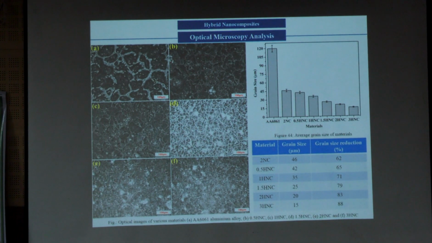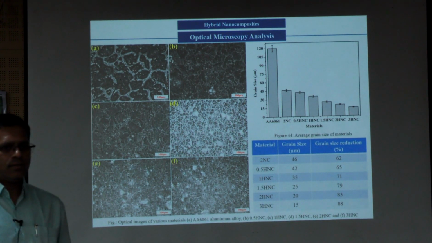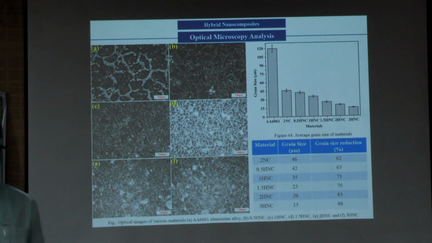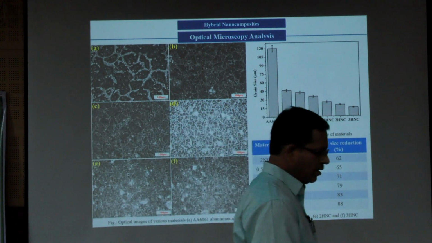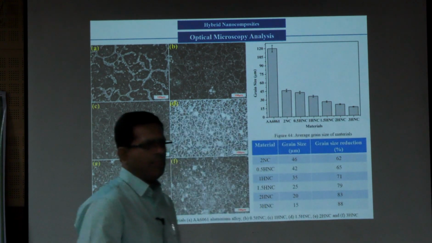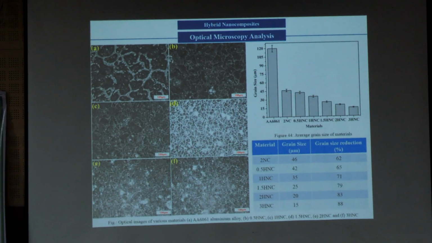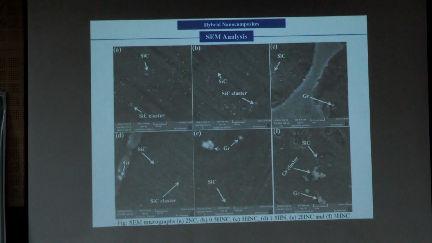So the smaller grains will give better strength, right? And normally also better resistance to impact and to dislocations, etc. So this may be an advantage, if the reduction in grain size is better, so that you can get better properties, right? Then this is the SEM analysis.